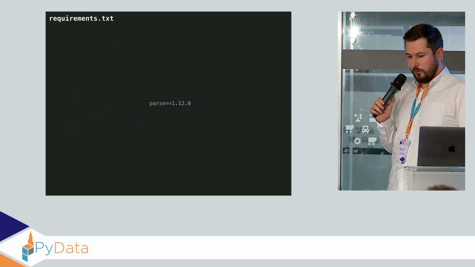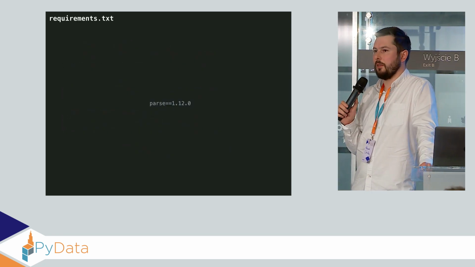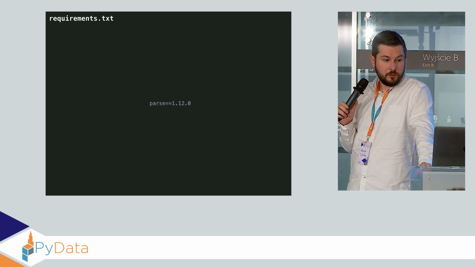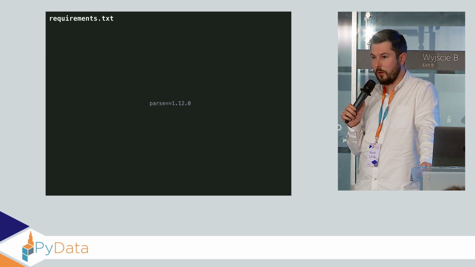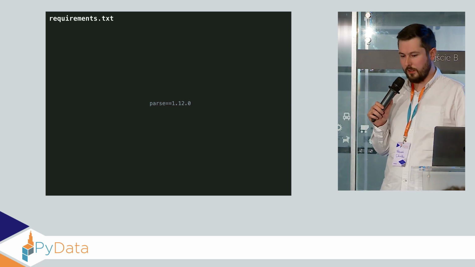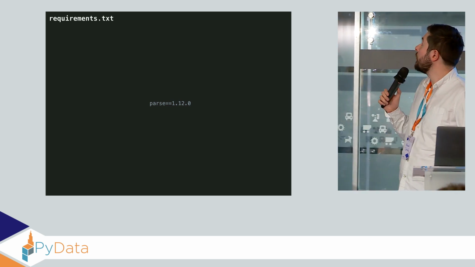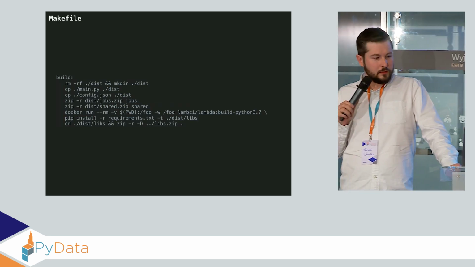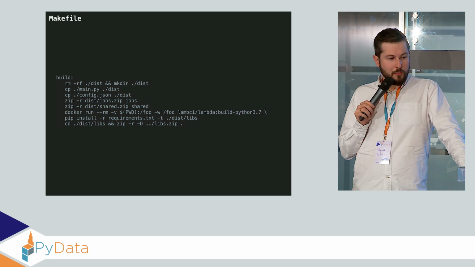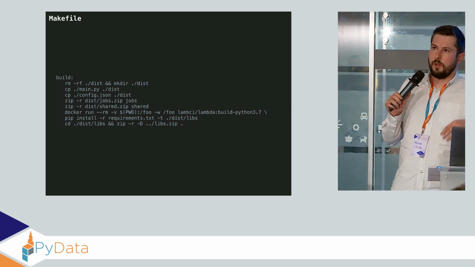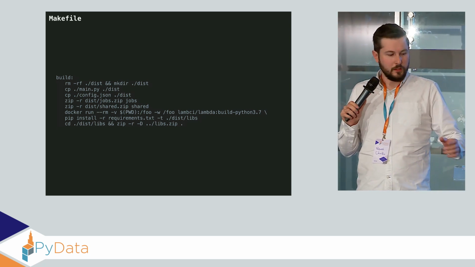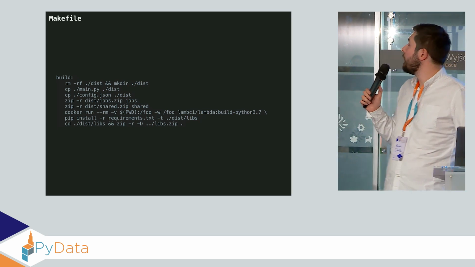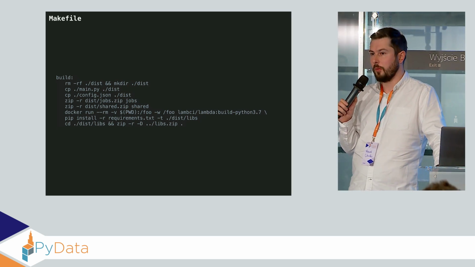Now the issue is that the parse package is not a part of the standard library, and we need to install it separately. So we need to add a requirements.txt file to our application, which contains the packages that we need and their versions. In our case, it's only the parse package at this time. And we are going to add this to our makefile. So now we install the third-party packages inside our directory. In this case, it's going to be the libs directory, which is going to contain all of the third-party packages.